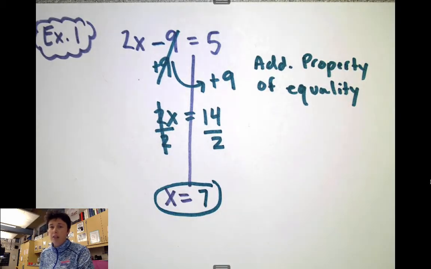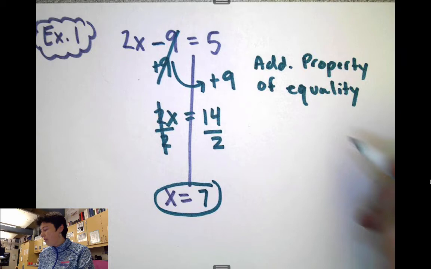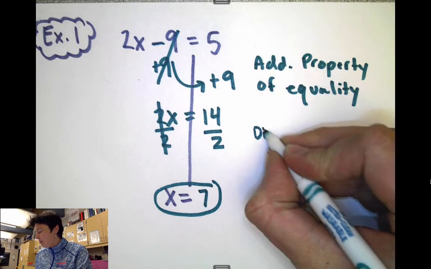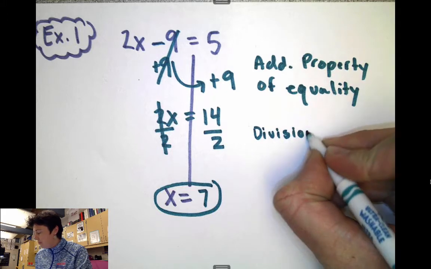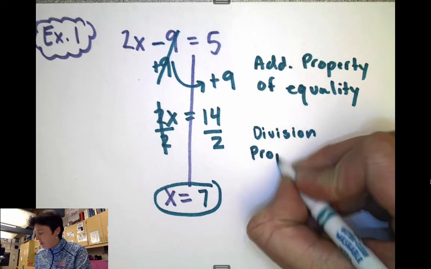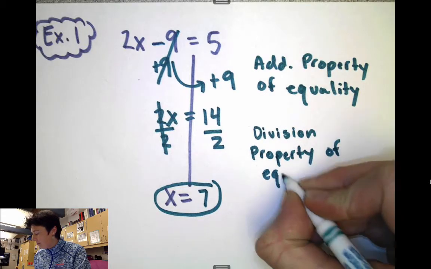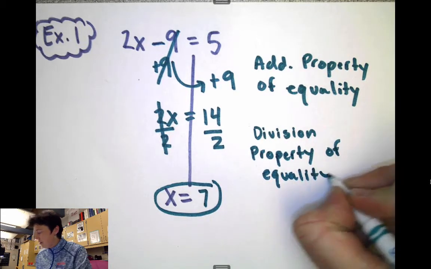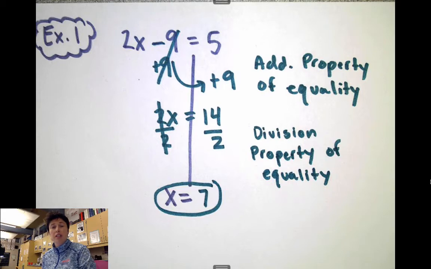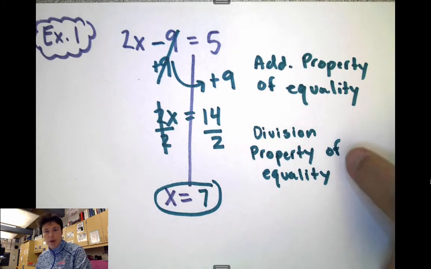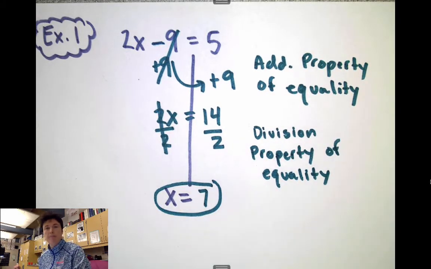And that process of dividing both sides, well, if this was the addition property of equality, this is the division property of equality. So I'm going to write that out. Awesome. All right. So that's a two-step problem. We call it a two-step problem because I literally used 2 steps. I used the addition property of equality and the division property of equality, and I got my answer.